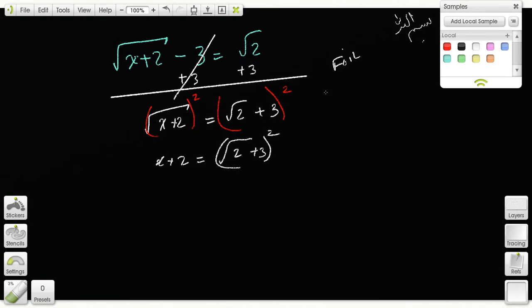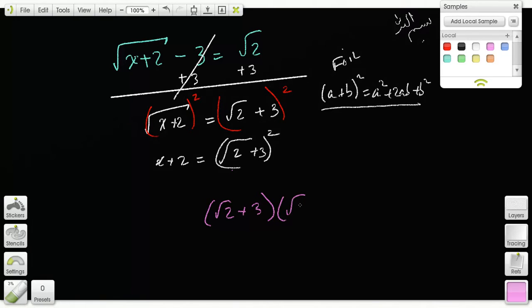A plus b squared is a squared plus 2ab plus b squared. But if you don't know this, you can just foil it. Okay? You will know this, inshallah, by the time you, okay, you follow? That means, okay, I'm going to foil this. Square root of 2 plus 3 times square root of 2 plus 3.